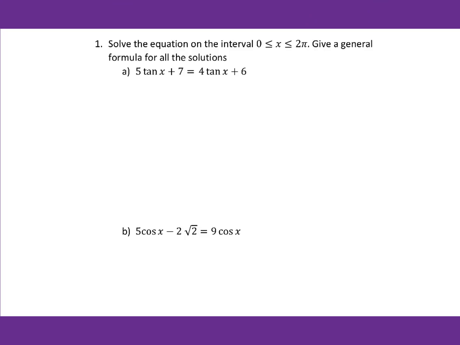This video is about a review for solving trig equations. Number 1, solve the equations on the interval 0 to 2 pi. Give a general formula for all solutions. For A, we know this is a linear pattern. So we need to isolate the variable on one side. We move all variables to the left side and numbers to the other side.